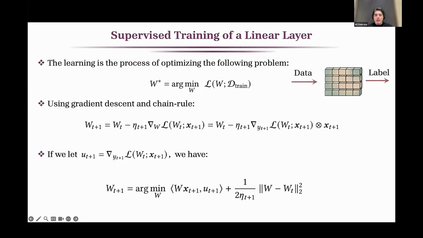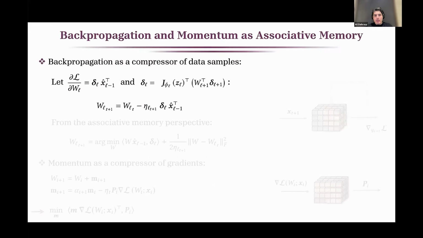And now let's look at this process. You can see that it's very similar to associative memory because, for example, this ut+1 is the value and this xt+1 is the key. And then I want to minimize this dot product similarity that I have here plus a regularization term. And so that's actually the definition of associative memory. So it seems that at least backpropagation using gradient descent on a linear matrix is a form of associative memory.